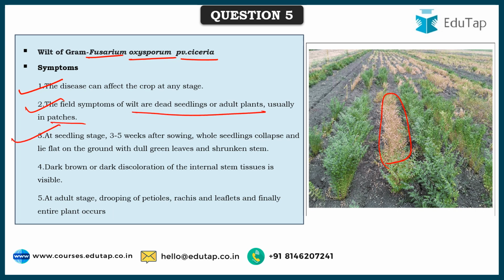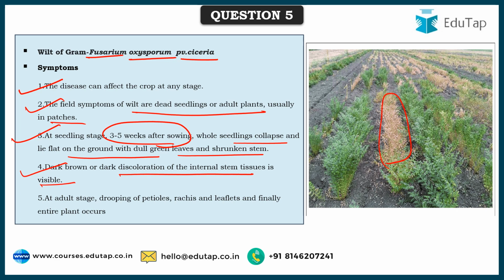At seedling stage, that is after 3 to 5 weeks of sowing, whole seedlings collapse and they lie flat on the ground with dull green leaves and shrunken stems. Dark brown discoloration of the internal stem tissues can also be seen. Adult stage, drooping of petioles, rachis and leaflets, and finally the entire plant droops.